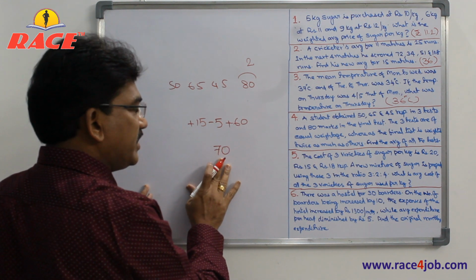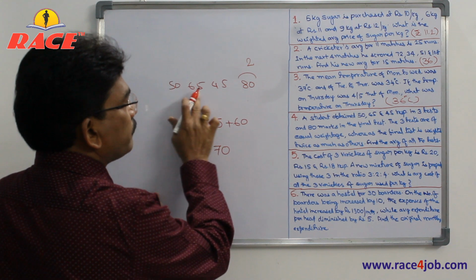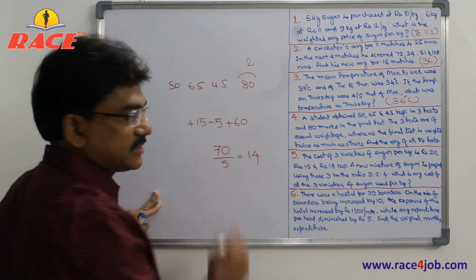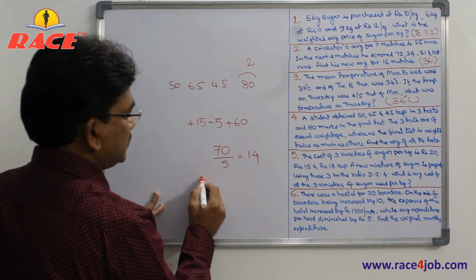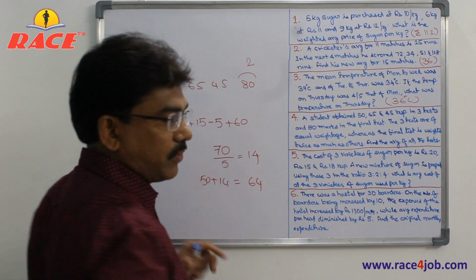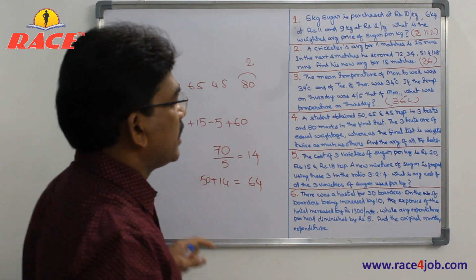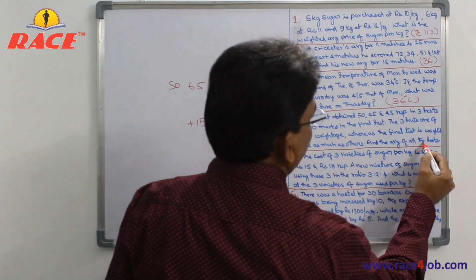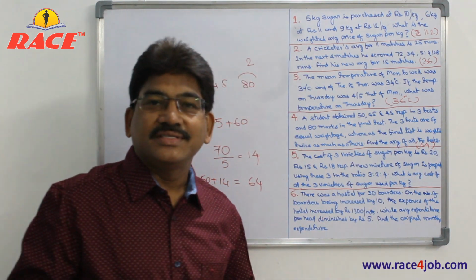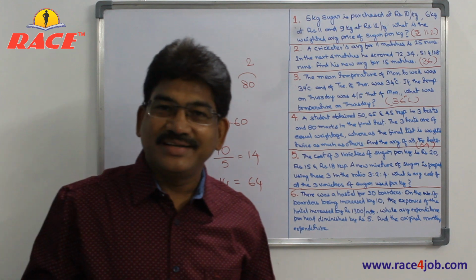This extra 70 marks you divide among 5 subjects. We get 14 marks. That means the average is 50 plus 14. That comes to 64. So 64 marks is the average. New average is 64 marks. Clear? Yeah.